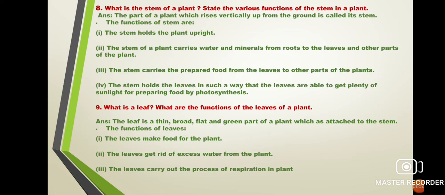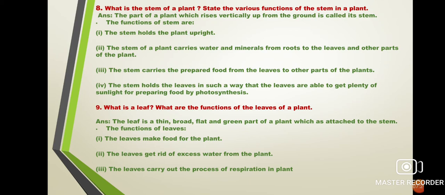Now, in your higher class, you will read that inside the stem, there are two network like channels. One is xylem and another one is phloem. It is xylem that carries water and minerals from the root to the different parts of the plant, and it is the phloem that carries the prepared food from leaves to the different parts of the plant. Both the xylem and phloem are vascular tissue present inside the stem. In higher class you will read about this.